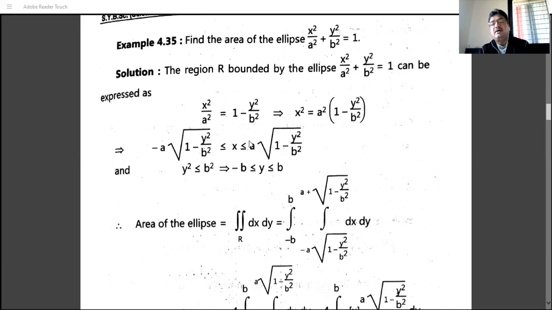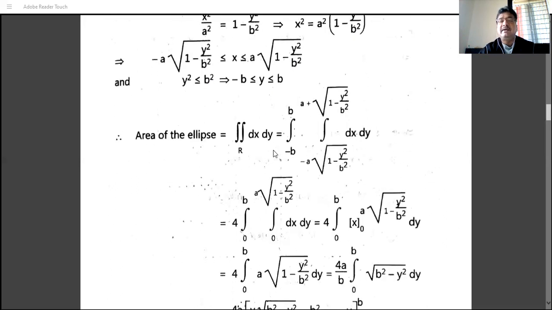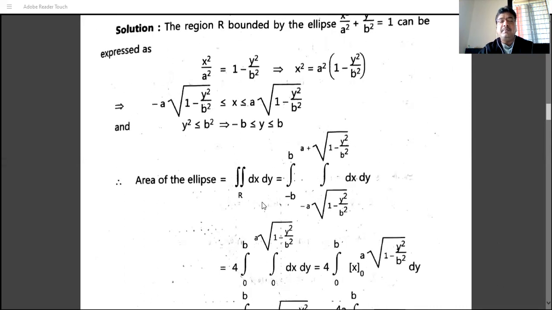So another procedure is what? Instead of first finding the value of x, find the value of y and then substitute y as 0 and find the two values of x. So apply any one procedure. Then the area of the ellipse is the double integration dx dy over R.